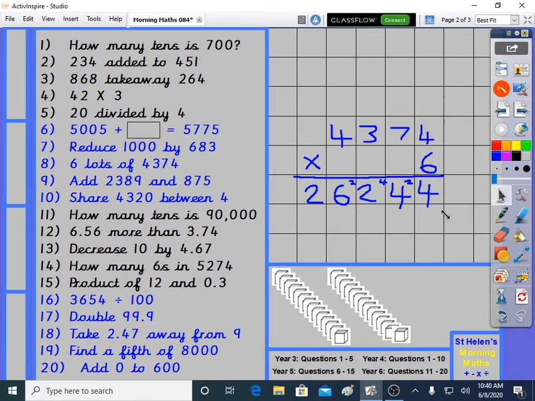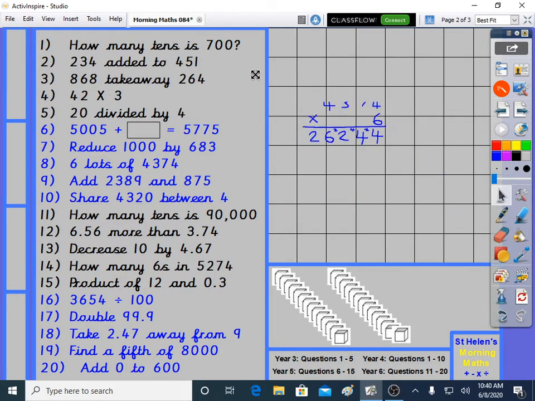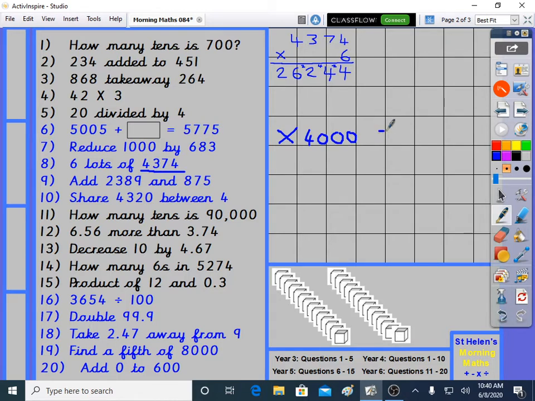Right. I don't know if that's right. Don't think I've done anything wrong. I'll check it. I'll make it small, and I'll check it with the grid method. So, grid method, we have 4,000. We're going to partition this into 4,374. One good thing about the grid method is it gets you very good at your partitioning. Don't want to cross out what I did. You know very much how to split up 4,374 into its parts, which is an important skill in maths.